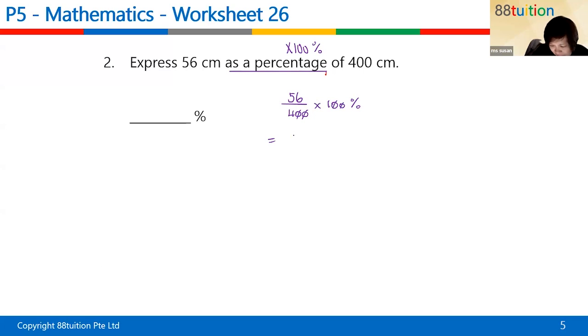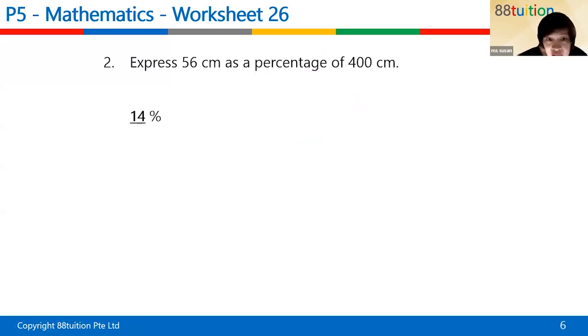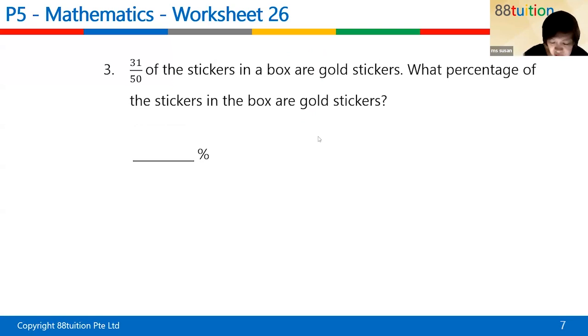56 divided by 4 is 14, and then 100 divided by 4 is 25. So that means 14% for this. Okay? 14.